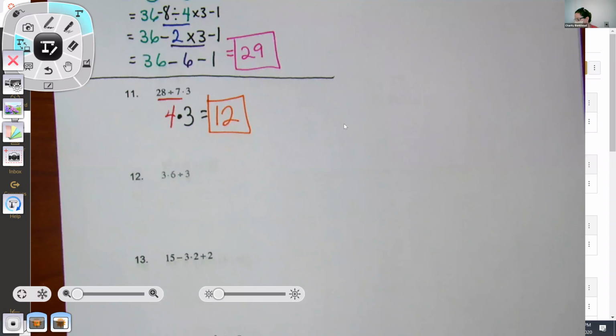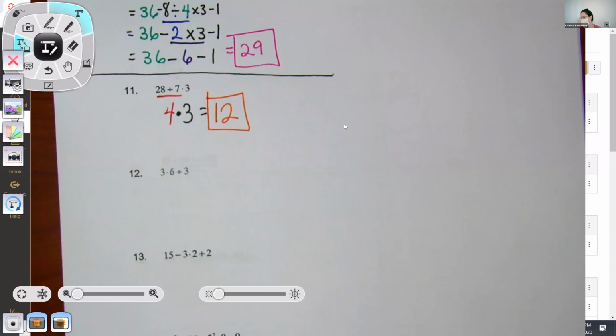Number 12, same kind of situation. It's only multiplication and division. So I'm going to go ahead and just do them from left to right. So 3 times 6 is 18. And then I just need to do 18 divided by 3, which is equal to 6.